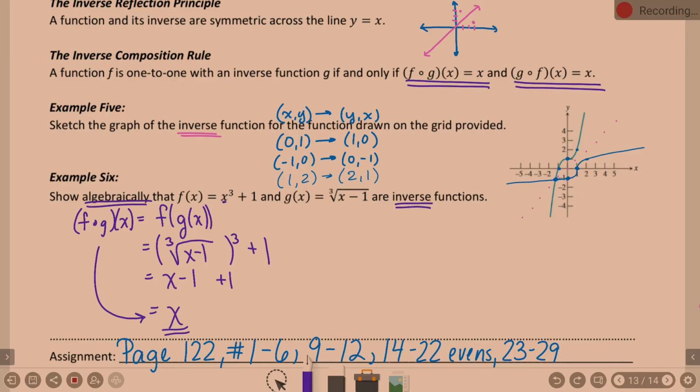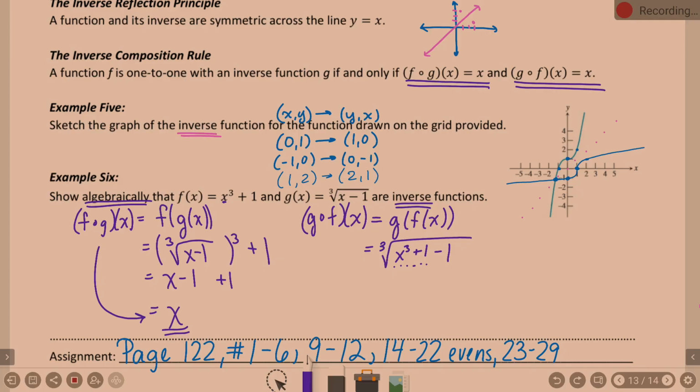So now we've got to find g of f, or, more appropriately said, g composed with f at x. So we're going to do g of f of x. This time I'm taking f and putting it into g. So g is supposed to be the cube root of x minus 1. So a cube root of something minus 1. So f is x cubed plus 1, and that's going to go in there. So the cube root of x cubed plus 1 minus 1.